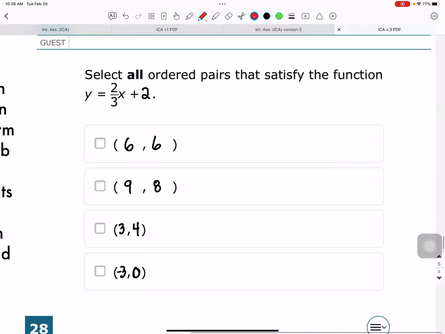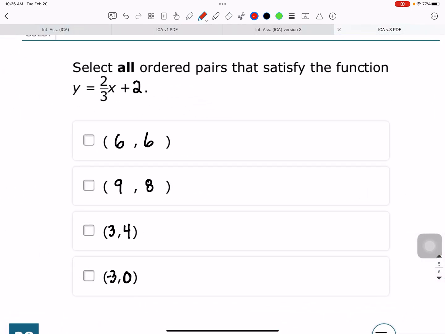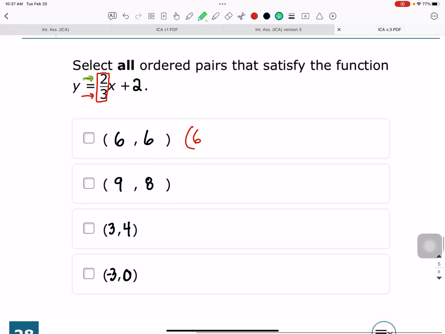Let's see, 26. All right, this is pretty cool. When we have to test these, here's what you do with these. Whenever you have a fraction, what I do, I multiply by this guy, and then I divide by this. So ready? Watch this. We'll start with 6, because we're testing 6. 6, we're going to multiply by 2, which gives me 12. Then we're going to divide by 3, which gives me 4. And then we're going to add 2, which gives me 6. So when I started with 6, I ended up with 6.